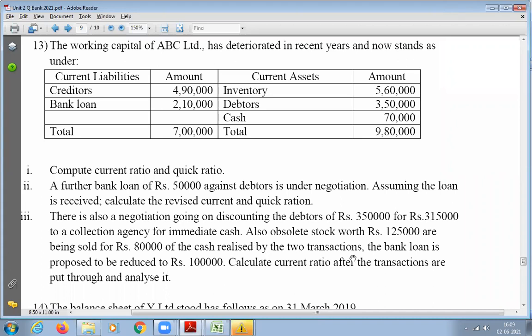By the two transactions, discounting of debtors and selling the obsolete stock, they're going to get money, and with this the bank loan will be reduced to 1 lakh. How much is the bank loan now? 2.1 lakh. So they are saying this will become 1 lakh. How will it become 1 lakh? Sir, reduce 1 lakh. Yeah.